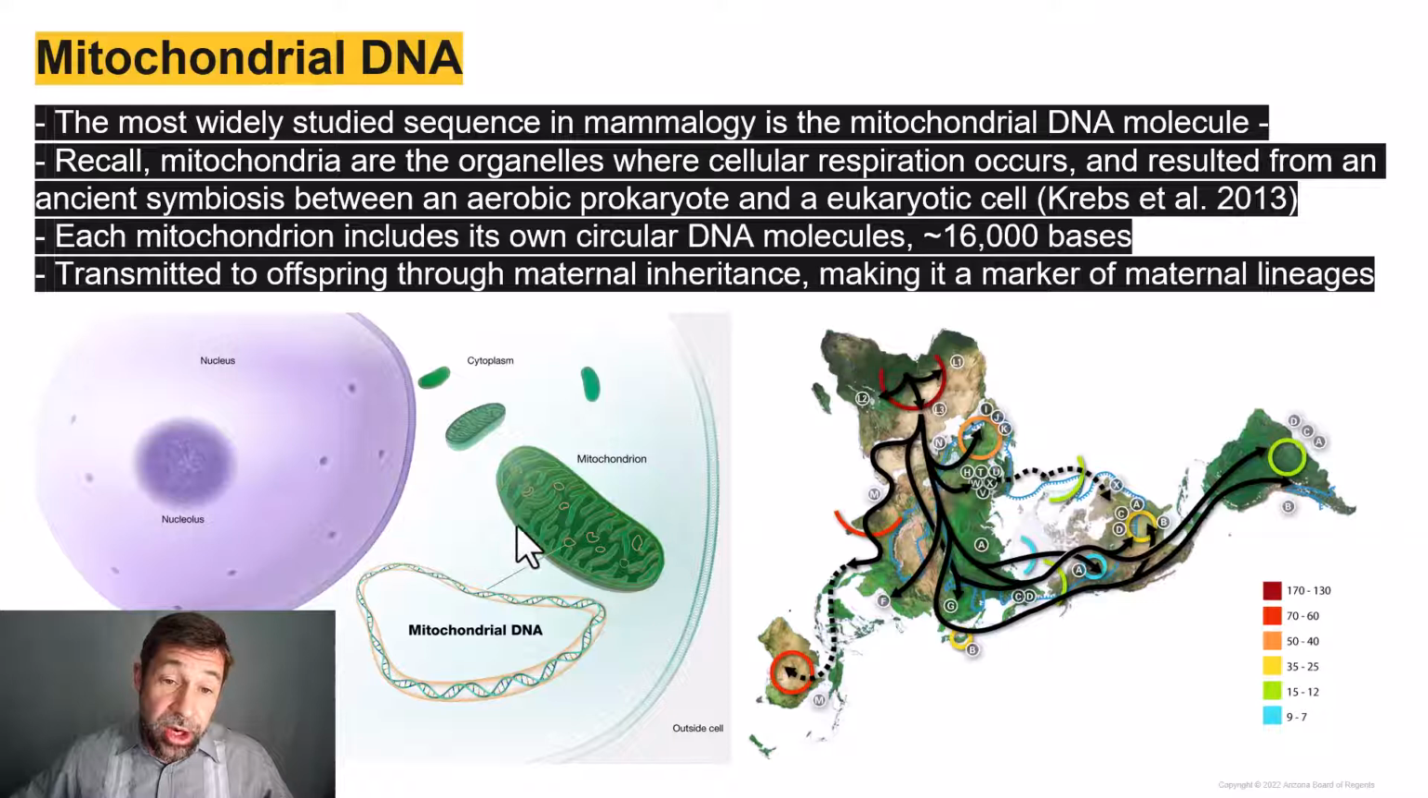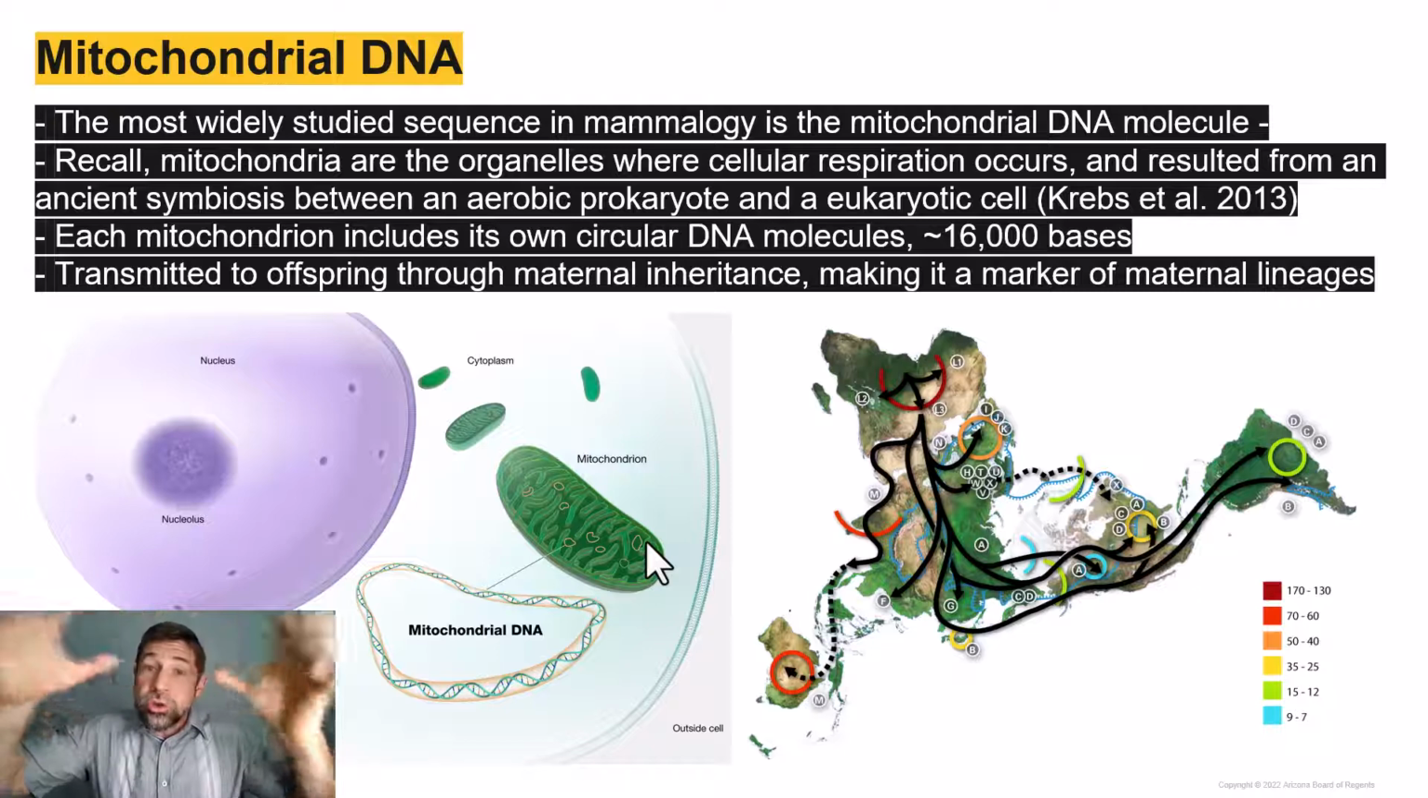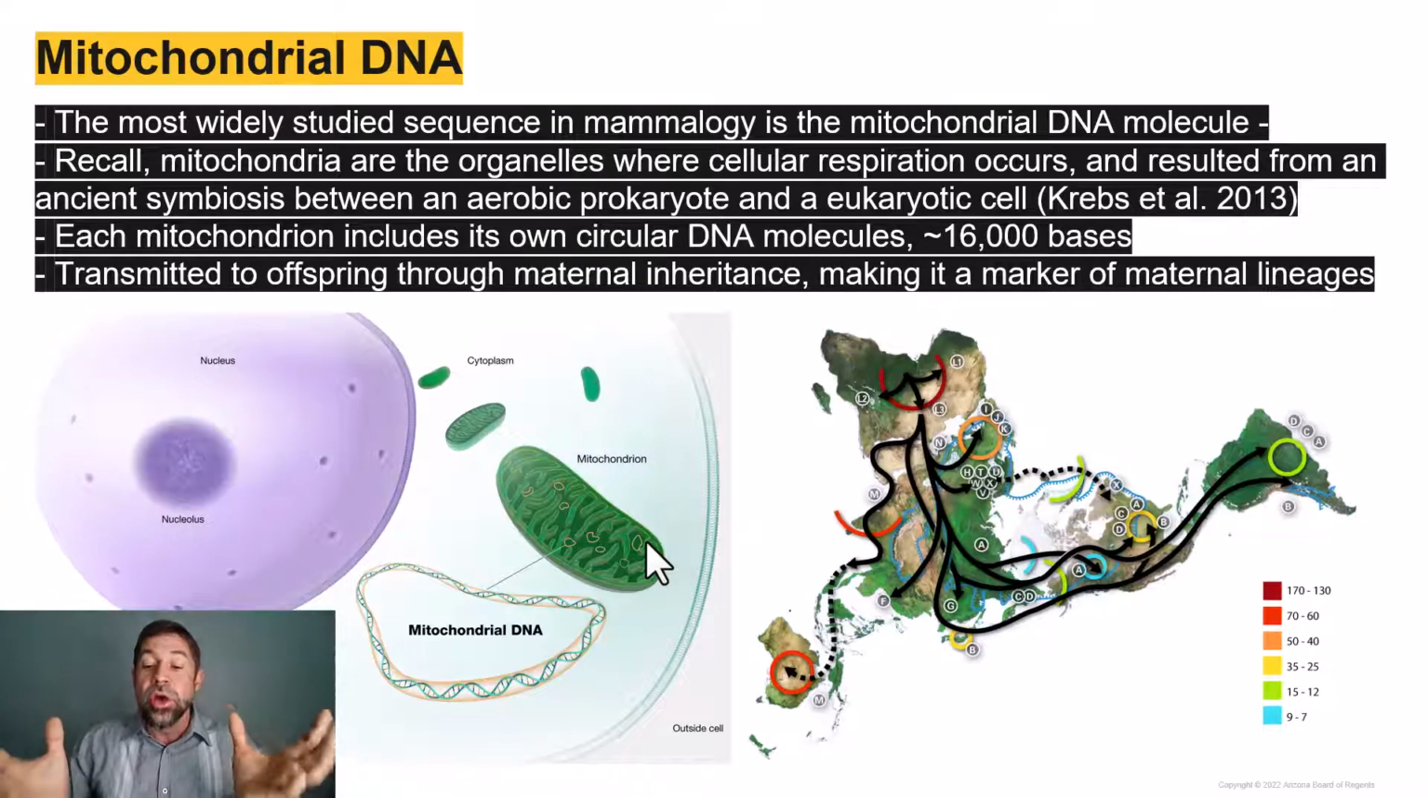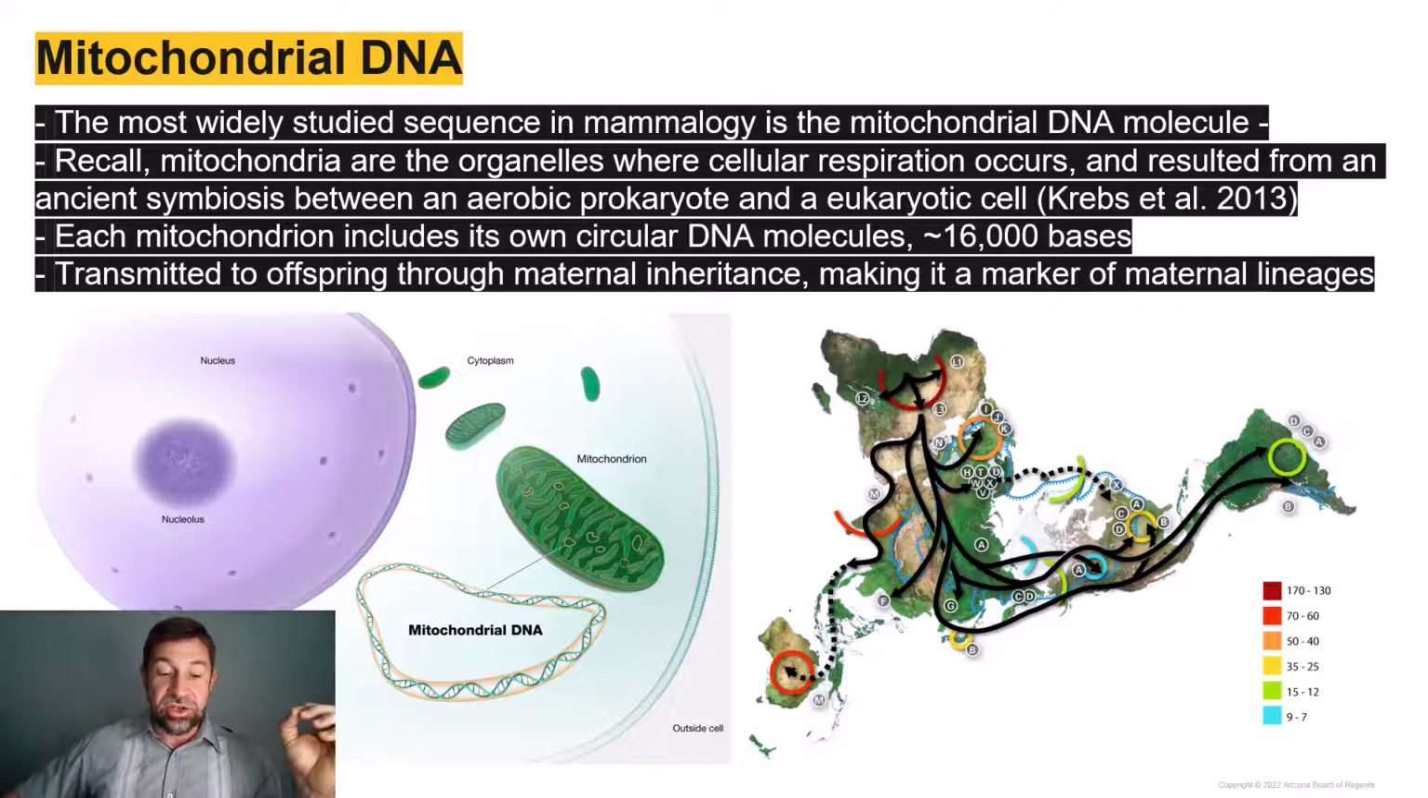The mitochondria evolved through endosymbiosis. Billions of years ago, there was an aerobic prokaryote, a bacteria, that was engulfed by a larger host cell. This larger cell, instead of consuming the bacteria, actually incorporates it into its cellular architecture in this ancient mutualistic relationship.